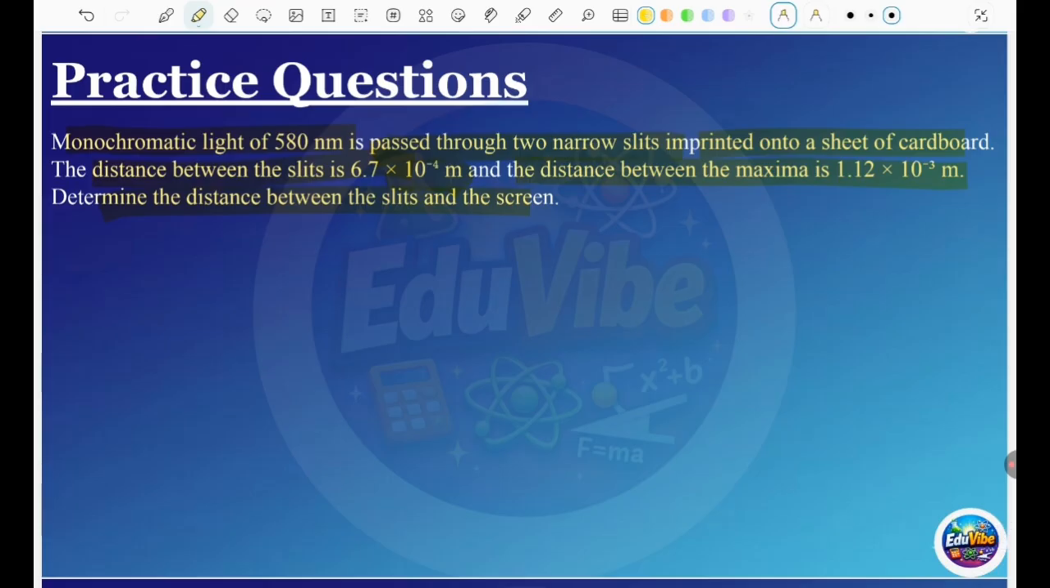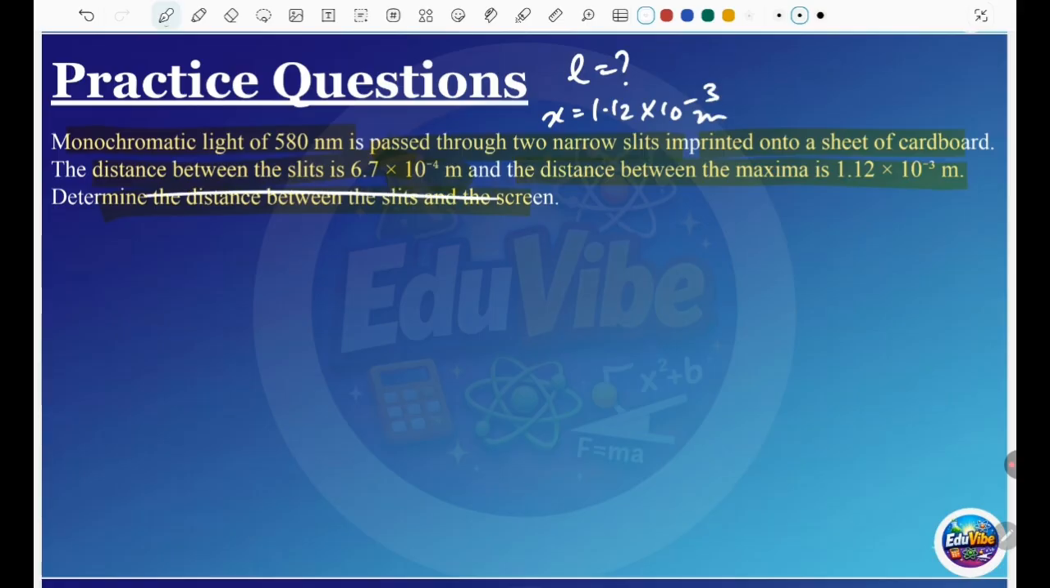What you have to find is the distance from the slits to the screen, called L. You have to find the L in this. The distance between the maxima: what is called a maximum? A maximum is a bright spot. From any central point to a maximum, you get your x. So this is your x.